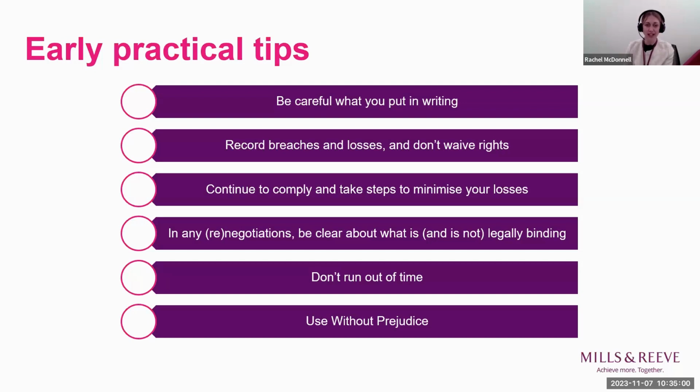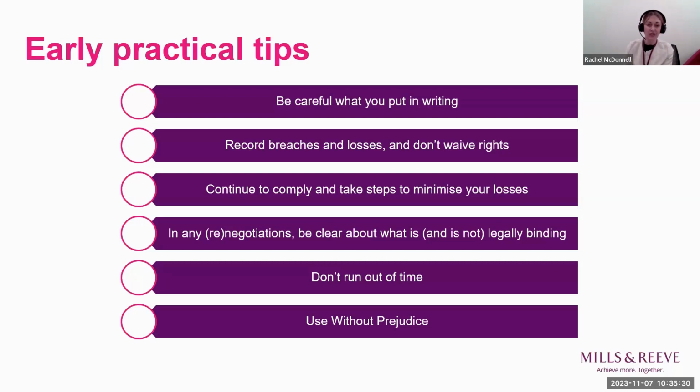Thirdly, so far as possible, continue to comply with your own contractual obligations and take steps to minimise your losses. And in supply chain contracts, you can see how that plays into trying to obtain goods from a third party, for example. Again, this is all looking further down the track. You won't be able to recover losses to the extent that you could have taken reasonable steps to minimise them.